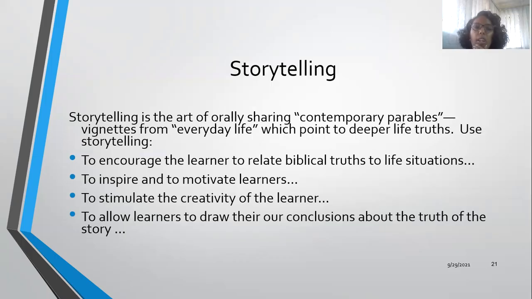And another one is storytelling. It's a contemporary parable. It's a very Christian thing to do, storytelling. It encourages the learners to relate biblical truths to life situations. It also inspires and motivates learners. When you do storytelling, the students feel like you're bringing the content down to earth. You're actually engaging real life situations with the students. So these are the different teaching methods that you can actually use with the students.